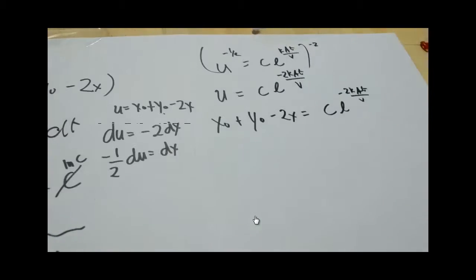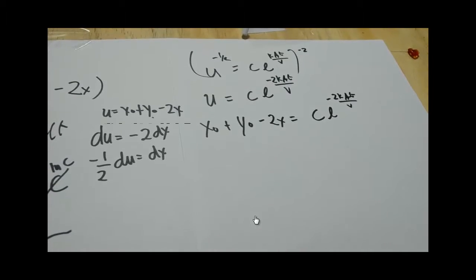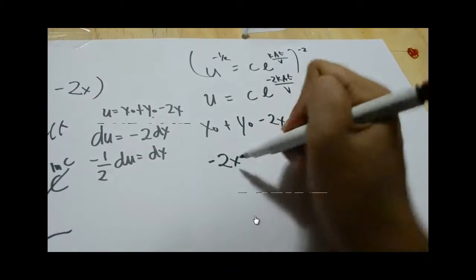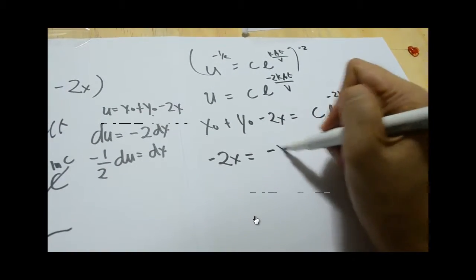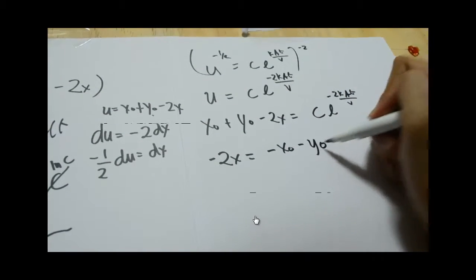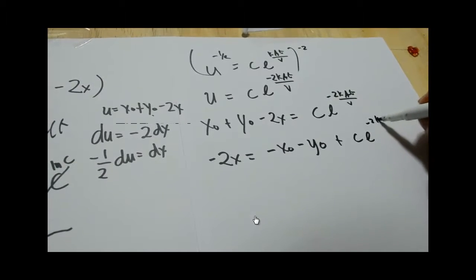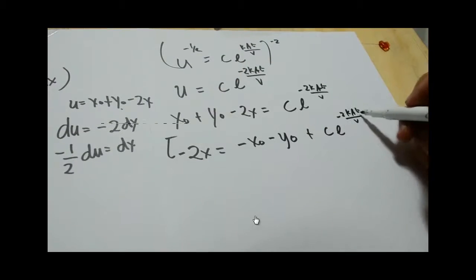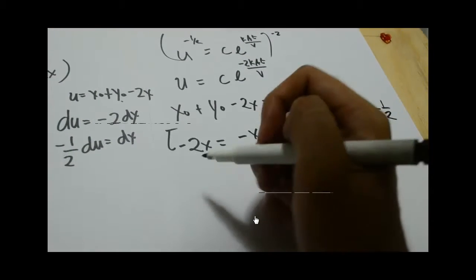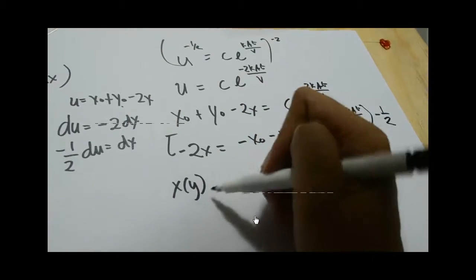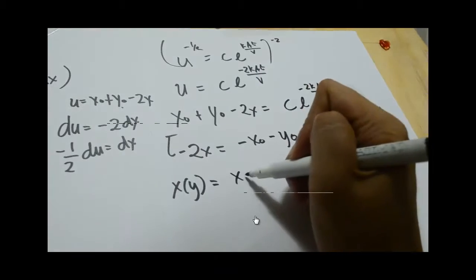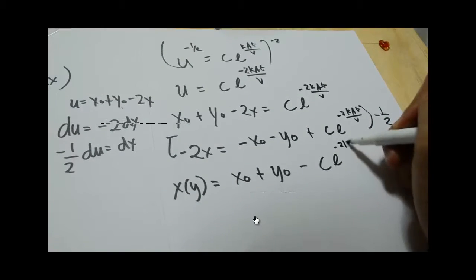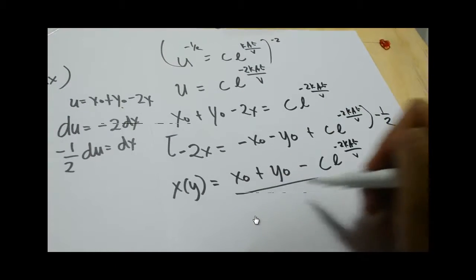So remember, we are finding here what's in compartment x. So we must leave x on the left side, making negative 2x equal to negative X sub O minus Y sub O plus c e to the negative 2KAt over V, and multiplying it by negative 1/2, that would make x of t equal to (X sub O plus Y sub O minus c e to the negative 2KAt over V) all over 2.